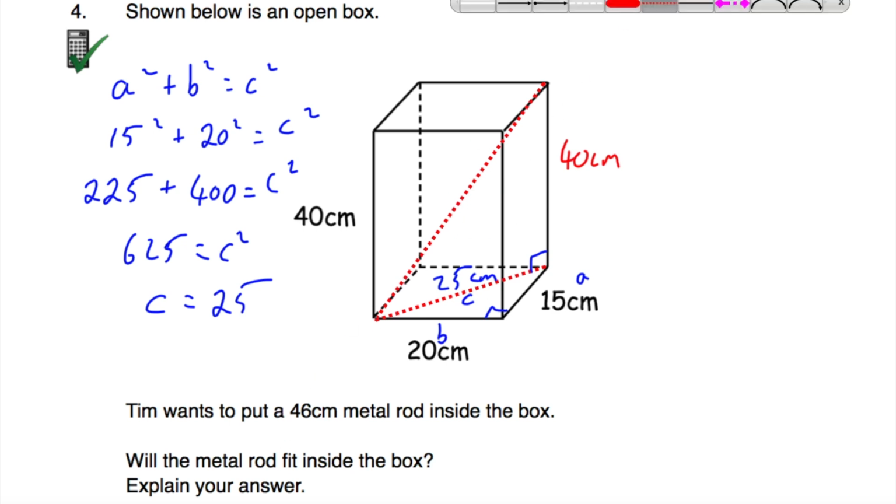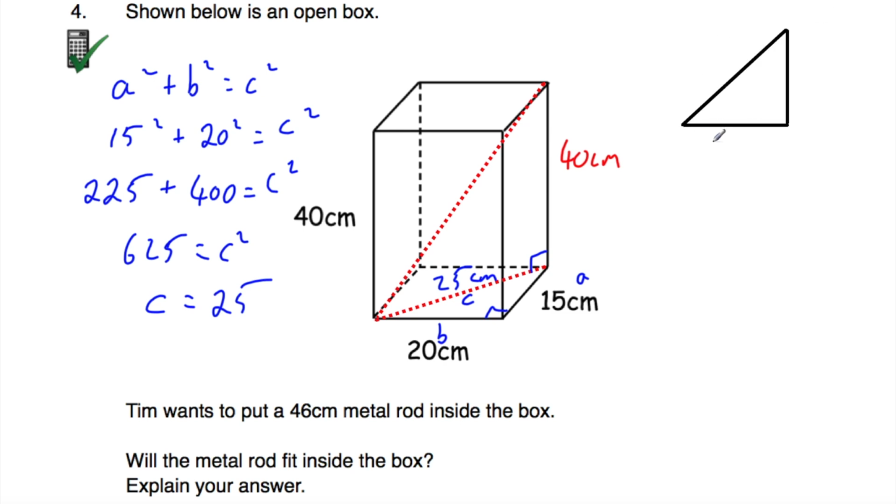So let's do that. I'm actually just going to do a little sketch here, and then let's mark on those measurements. So 25 centimeters, 40 centimeters, and we want to find the length of that diagonal. I'm just going to call it Y. And it's a right angle triangle. Okay, so Pythagoras' theorem, let's label the sides A, B, and C. So A squared plus B squared equals C squared.